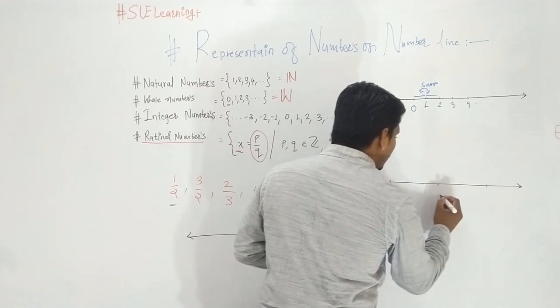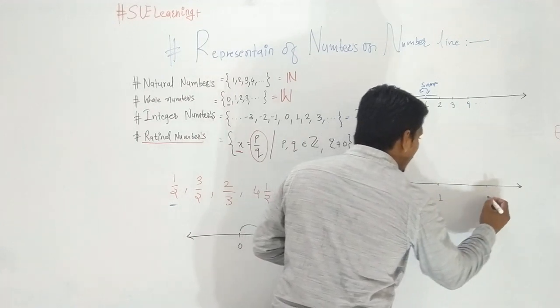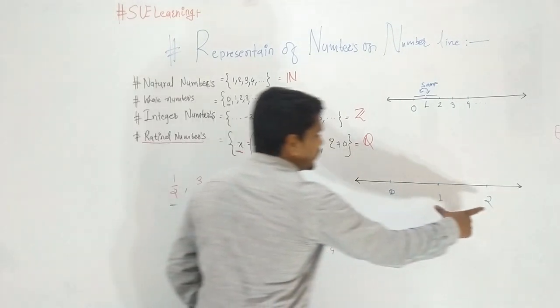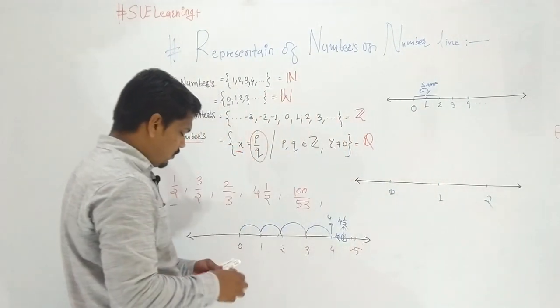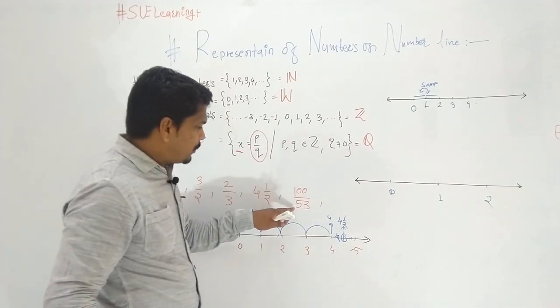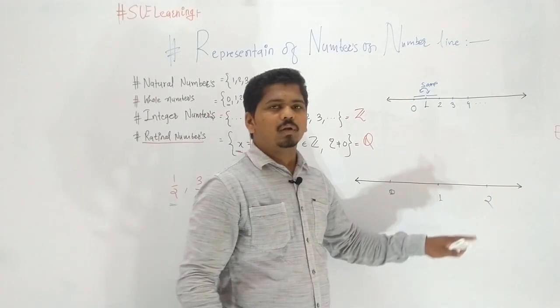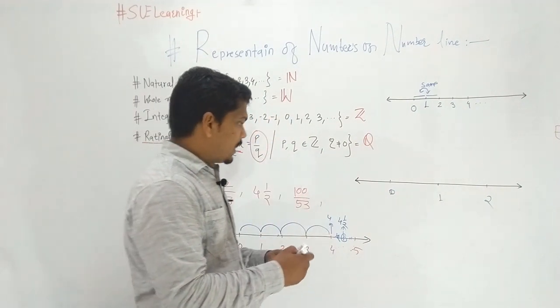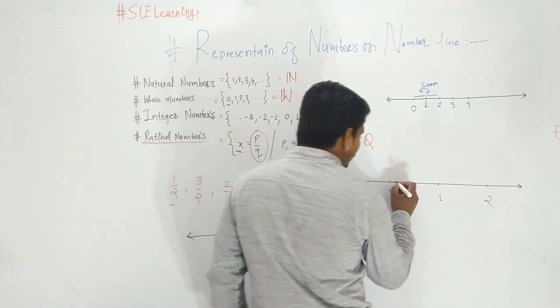This is 0, 1 and this is your 2. We will have 100 by 53 in between these 2 numbers only, right? Now I want to make 100 by 53. That time I will make 53 equal parts of each interval. That's nothing but these.